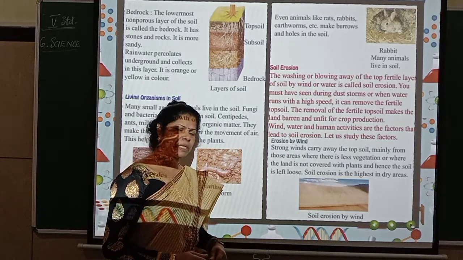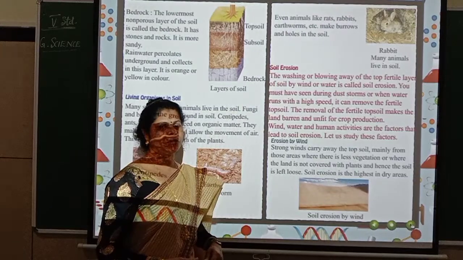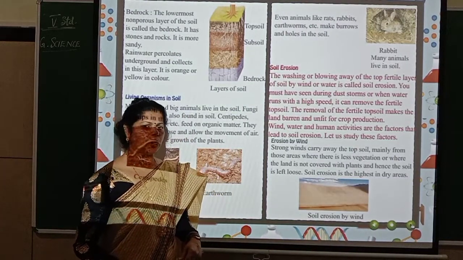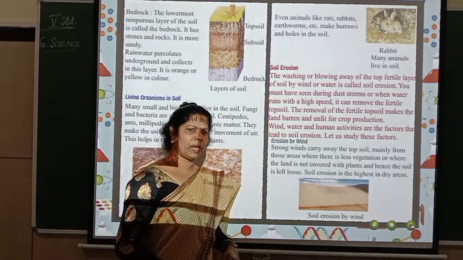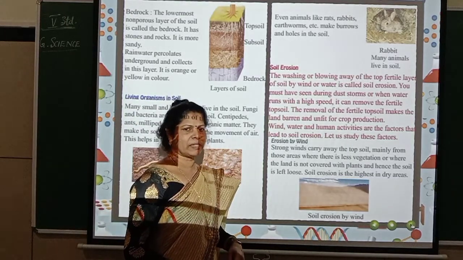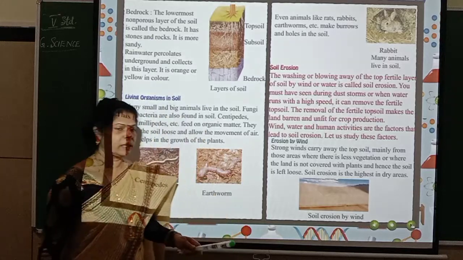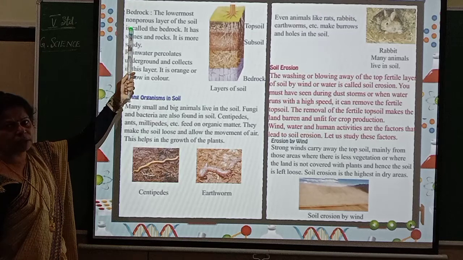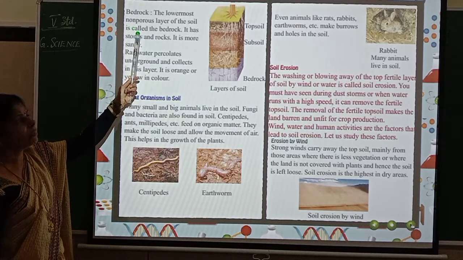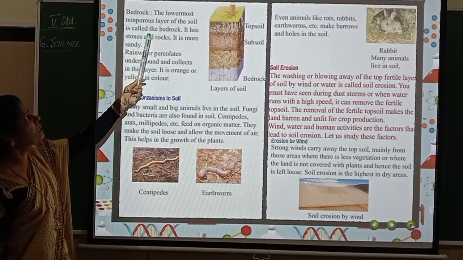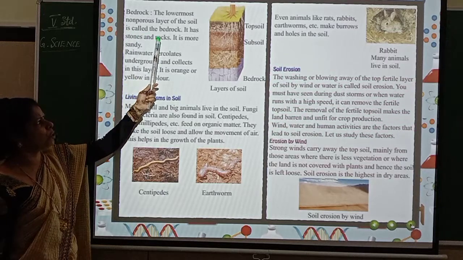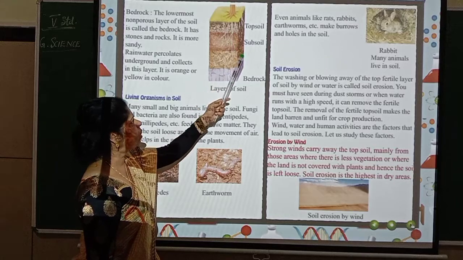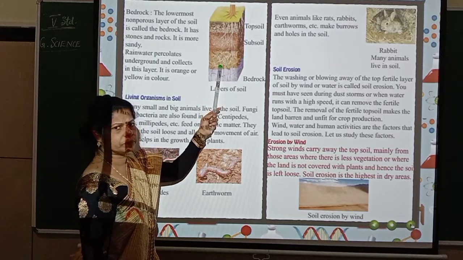And where is the soil present? Soil is present on the surface of the earth's crust. Understood? So in that we have learnt about different types of soil. One is the topsoil, next is subsoil, and we'll continue with that. The third layer of the soil is called bedrock. The lowermost non-porous layer of the soil is called the bedrock. So you can see here, this is topsoil, this is subsoil, and this is bedrock.